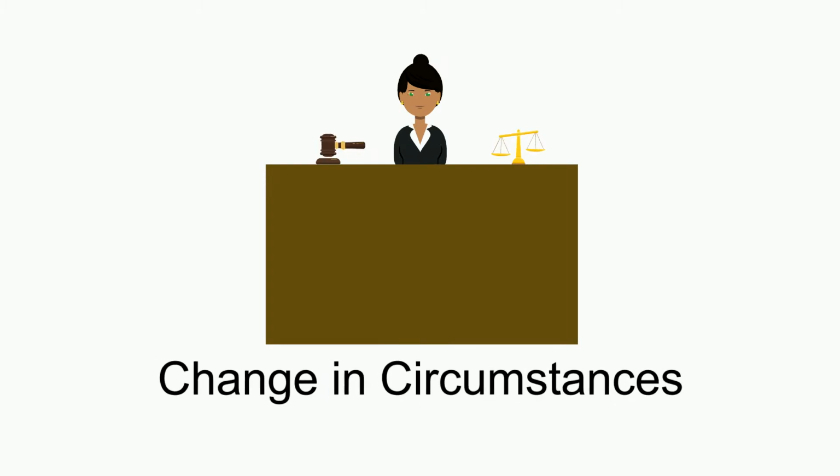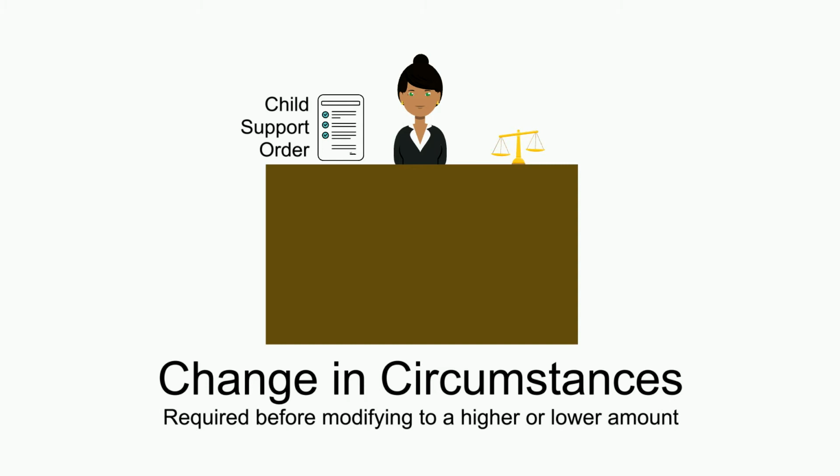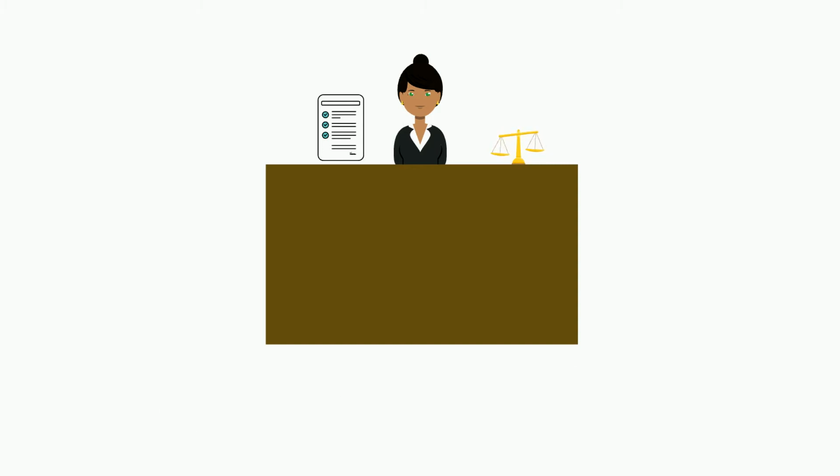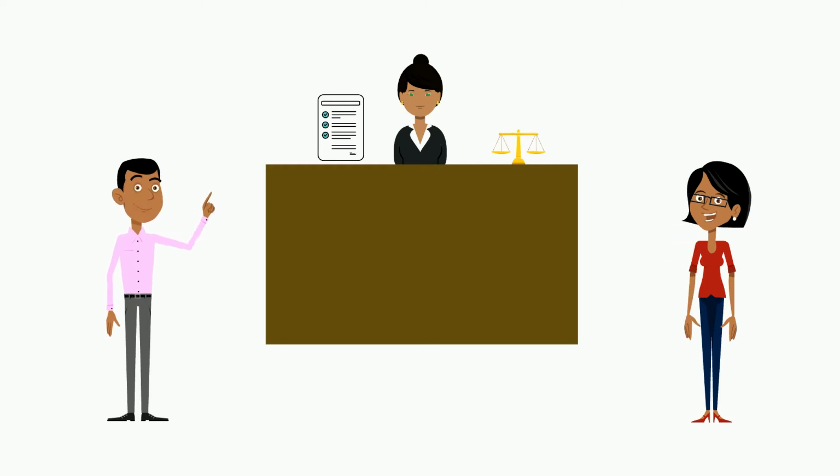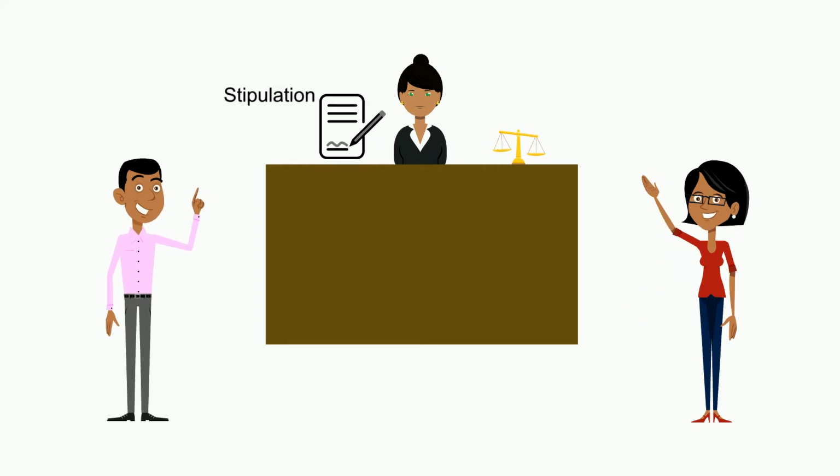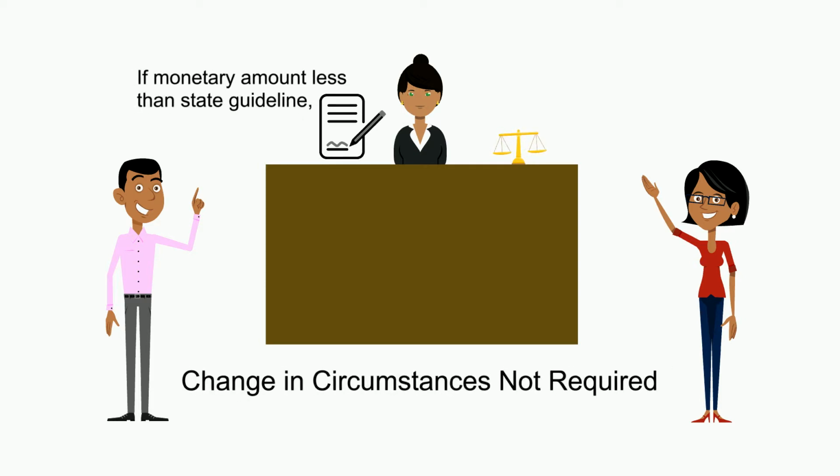Change in circumstances. As a general rule, change in circumstances must be shown before a child support order may be modified either to a higher or lower amount. However, if the parties entered into a written agreement, stipulation, which was signed by the judge, to an amount below the calculation set by the state guideline, you do not need to demonstrate a change in circumstance.